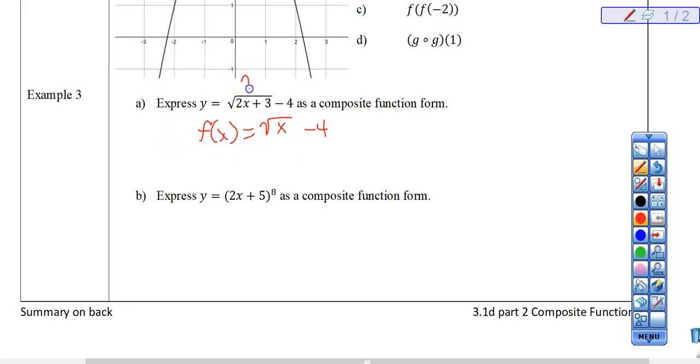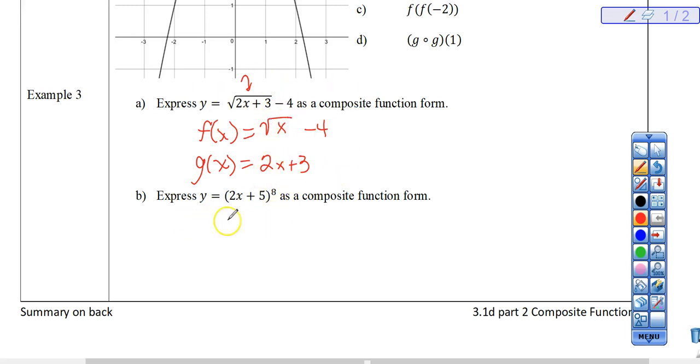Again, when I'm decomposing, I'm looking at any grouping symbols that I have, and this grouping symbol is my square root. So in my first function, I'll remove what's under the square root and replace it with an x. And then in the g of x, I'll just take what I removed from underneath the square root, and then I have what I need. These two will compose into that final one.